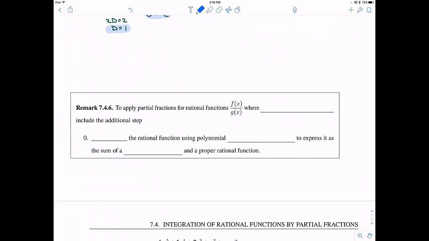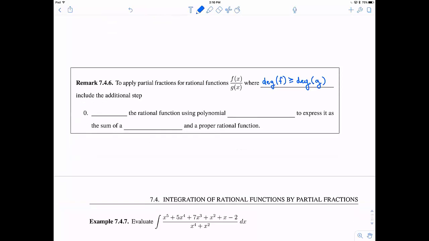Okay, let's talk about another remark. Here in the case where our rational function's numerator has degree greater than or equal to the degree of the denominator, right? So in all the previous ones, we've always assumed that it was less than the degree of the denominator. If this is the case, we need to include a 0th step. And that 0th step is to divide the rational function using polynomial long division and express it as a sum of a polynomial and a proper rational function.